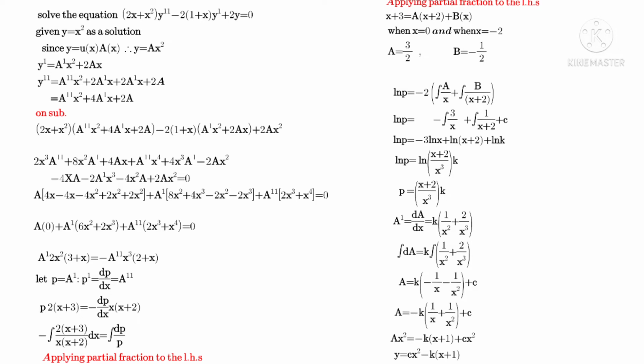Alright guys, this is an example on reduction of order from d'Alembert's method. Alright, so we have (2x plus x squared)y'' minus (1 plus x)y' plus 2y equals 0. So we are given a certain condition that y equals x squared is a solution. But recall that from the previous example, we said y equals u(x)a(x), but u of x is representing x squared in this case.